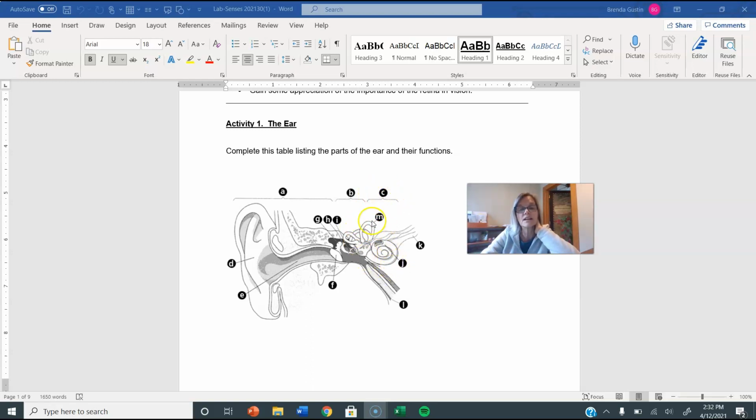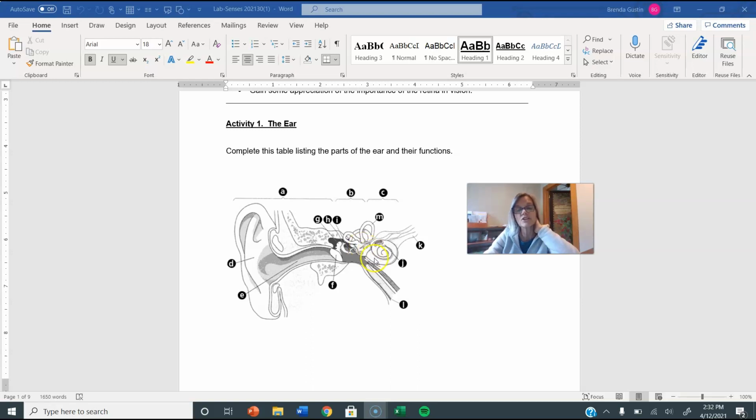The inner ear is all bony. It's surrounded by bone, and this is where our receptors are. So it turns out the inner ear is the only part of the ear that contains fluid. And the receptors, remember, modified dendrites can be receptors. And so it turns out the receptors in our inner ear are actually what we call hair cells. They're kind of like little tiny hairs.